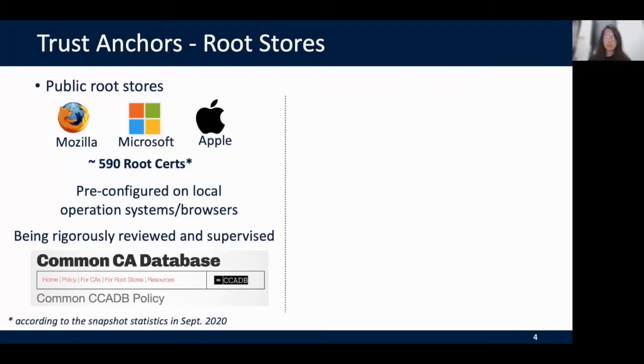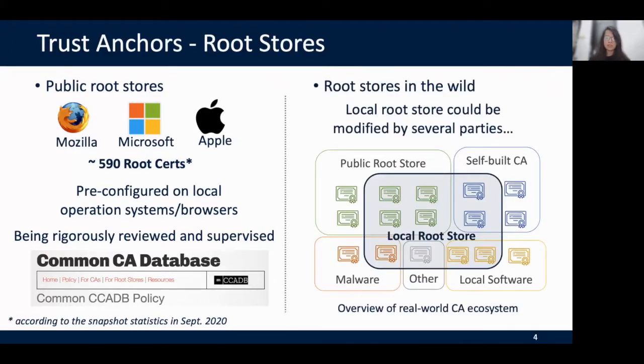Currently, mainstream operating systems and browsers maintain their own trusted root lists, known as the root stores, such as Mozilla, Microsoft, and Apple. Root certificates in these stores all have been strictly evaluated and well supervised. However, the official root store is not equivalent to the actual one used in the wild, as it would be modified by various entities, including local software like VPNs, enterprise or government network operators, or by malware. Trusting root certs outside public lists could be risky, as their behaviors are not publicly visible.